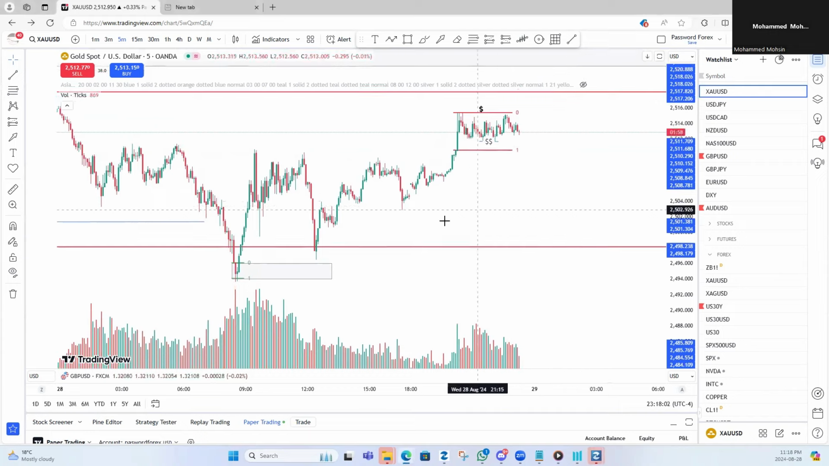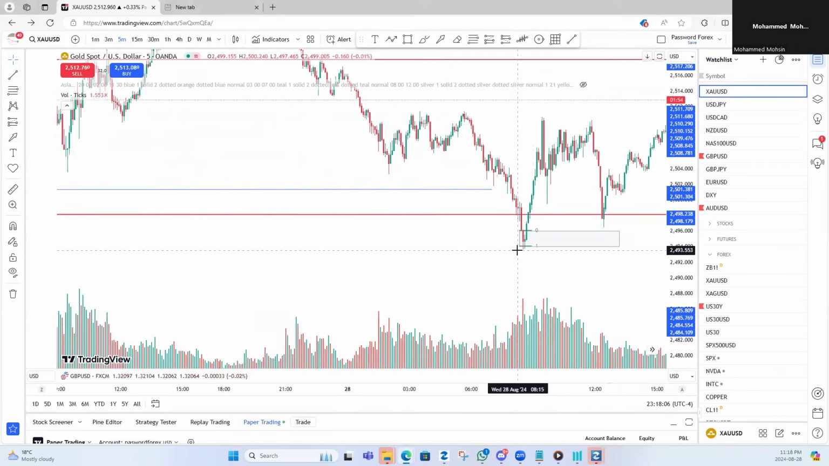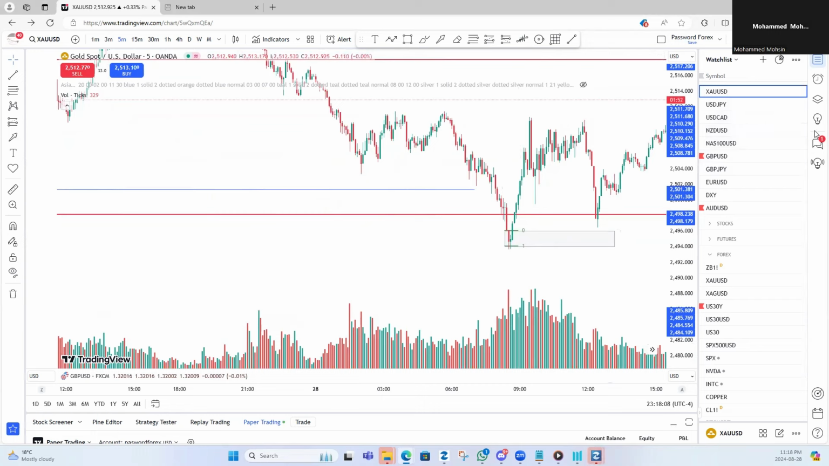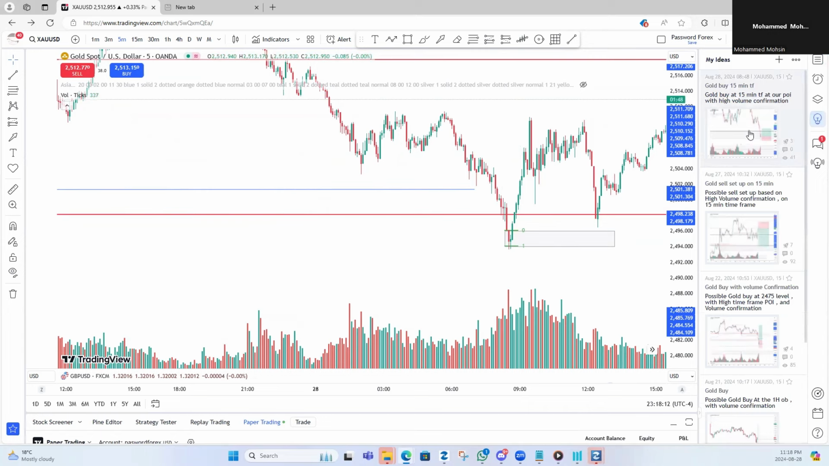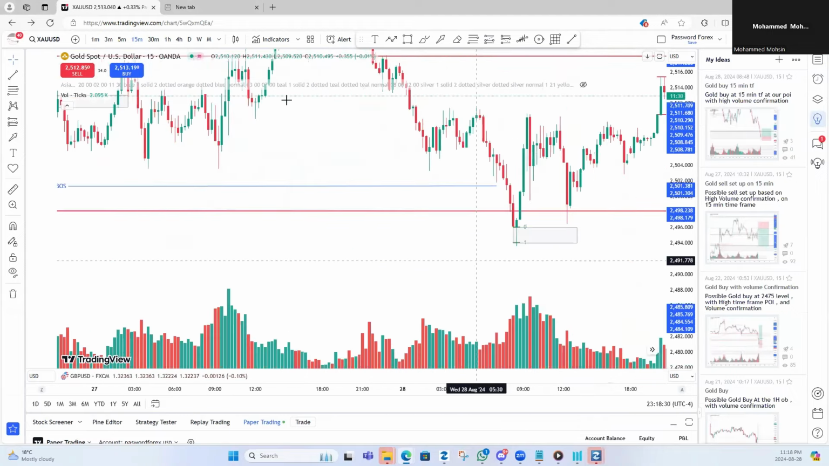I actually shared this setup on my TradingView in my ideas. As you can see, this was the setup that I mentioned I took. The gold buy setup was shared at 8:48 around this time, on the 15 minute time frame, right here.